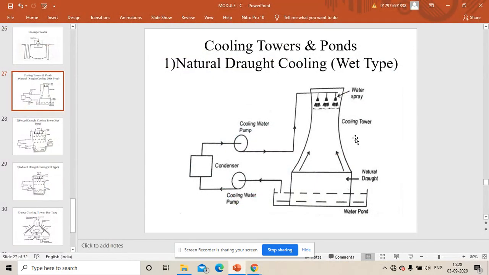Hello everyone. In this video, I'm going to explain about cooling towers and ponds in a thermal power plant. The first one is natural draft cooling, wet type.